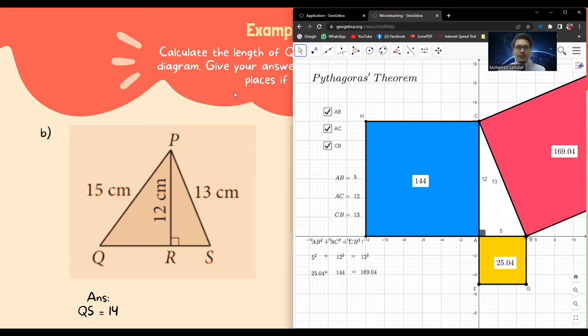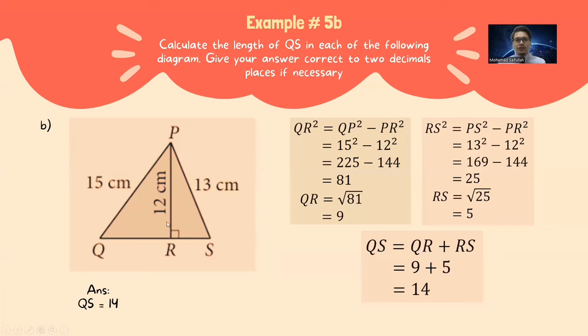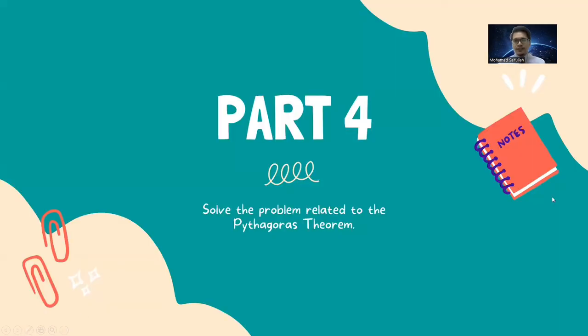So basically, you want to know the QS. You need to add QR and RS, which is 9 and 5, and you get 14. Okay, class, so that's it for part 3. Next, we will proceed with our last part, which is part 4.